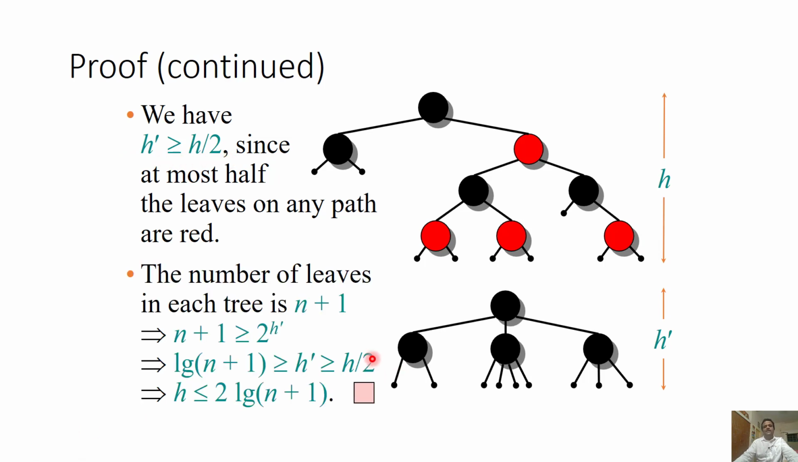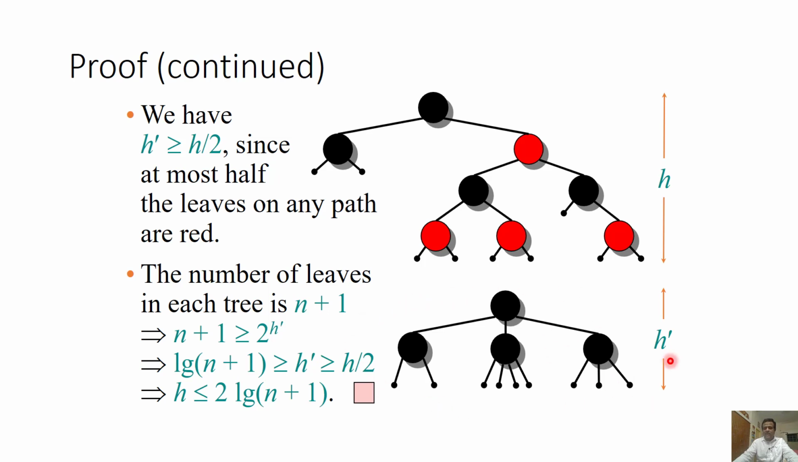Now, we know the number of leaves is n plus 1, because these are basically nils, and we can easily verify that. The leaves here are the same, because these nils are basically black, so we are not merging them; we are only merging the red nodes. So, the number of nils in this tree is also n plus 1.